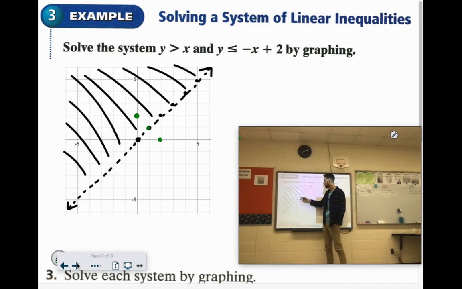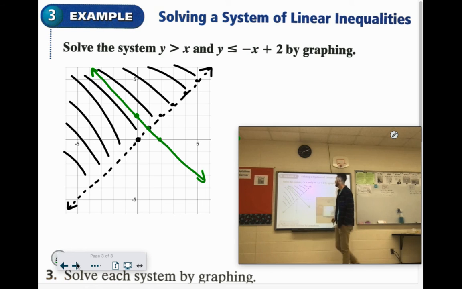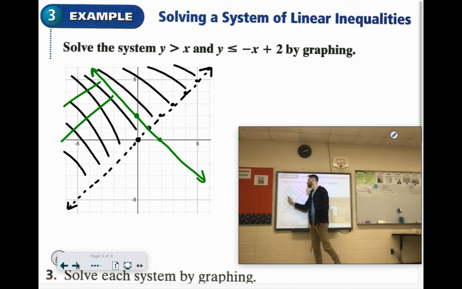Now we're not just looking for where they intersect each other, like we did with the systems of equations, because it was one single solution. Here we're going to have multiple solutions. So let's see. This is a solid line, and it is less than that, so we would shade everything below this line.